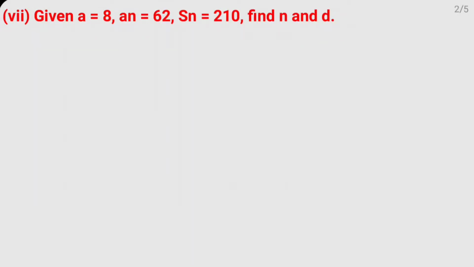Given a equal to 8 and an equal to 62 and Sn is 210, find n and d. So here they given first term is 8 and an is 62 and Sn is the sum of first n terms. An means the nth term, Sn means the sum of n terms. Is it clear? And here we want to find out n and d. n is the number of terms and d is the common difference. So let me solve here.